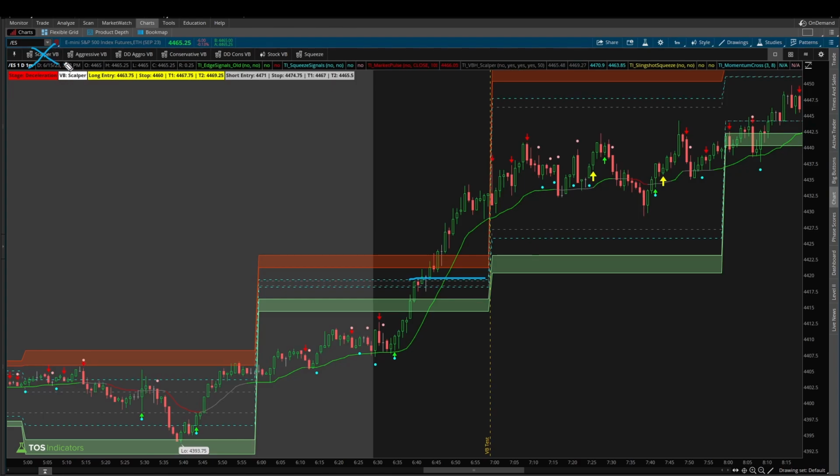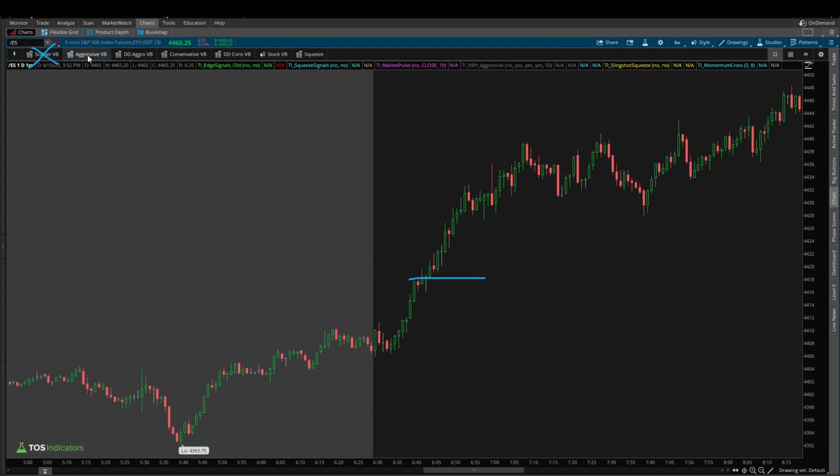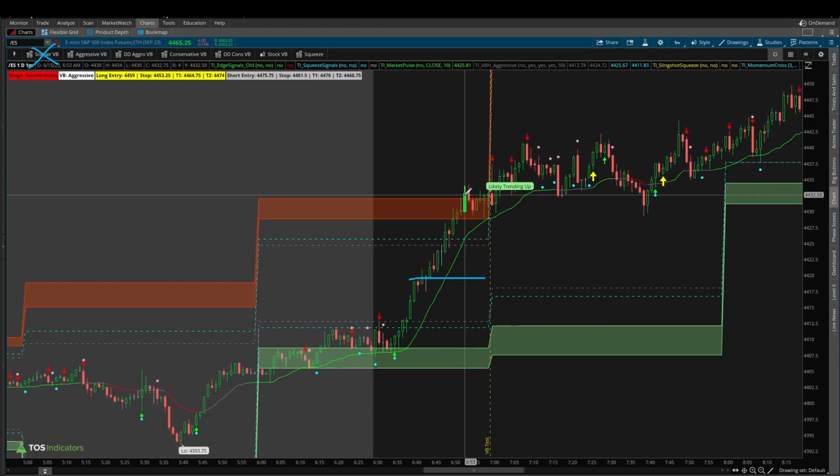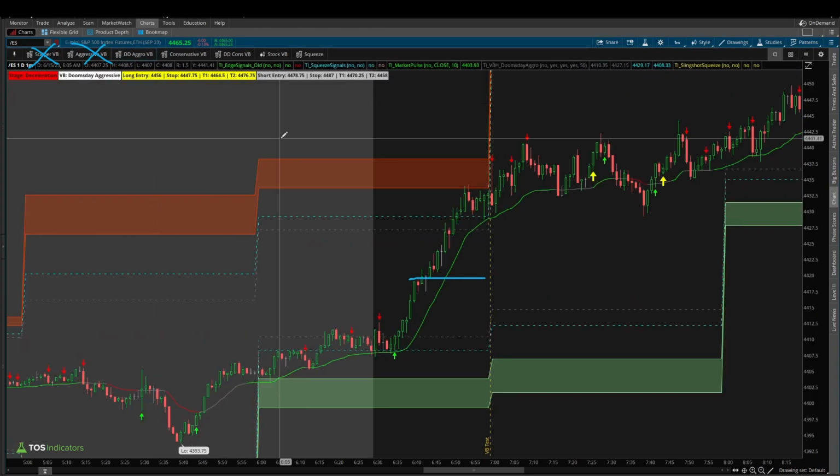So the scalper is broken. We go down the line. The aggressive is next. The aggressive also gets broken. So we now know, hey, the aggressive's broken as well. We go down the line one more time. The doomsday aggressive. Do the sellers hold this level, or do the buyers take us outside of the clouds?